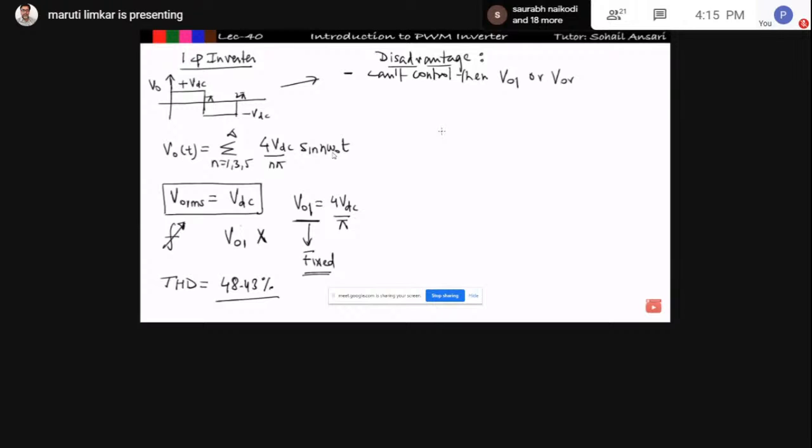In order to overcome this disadvantage, we study the concept of PWM inverter. Don't worry and don't fear this PWM inverter. At the end, you will be amazed to see the concept that I am going to deliver. So in order to overcome this disadvantage, we study PWM inverter. That means in PWM inverter, we can control the fundamental output voltage, or the total RMS output voltage. That is for sure.